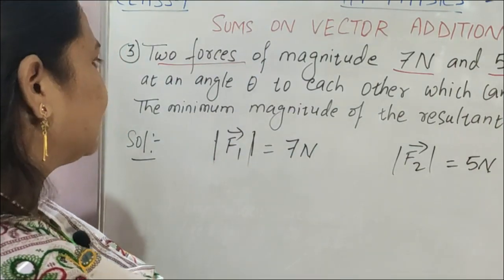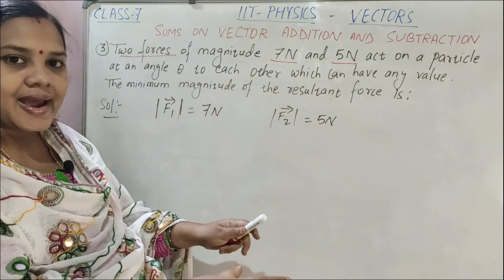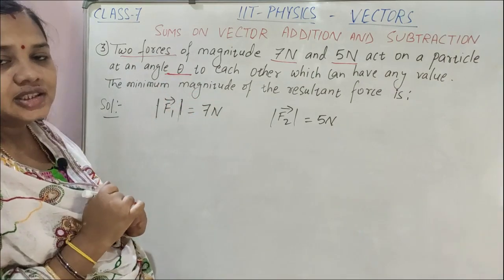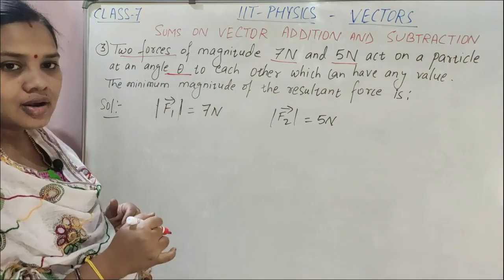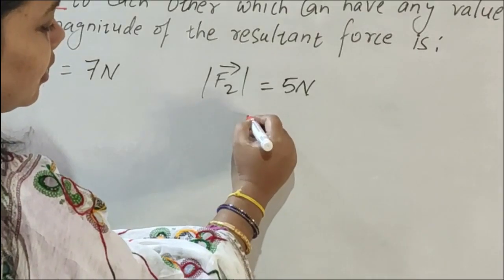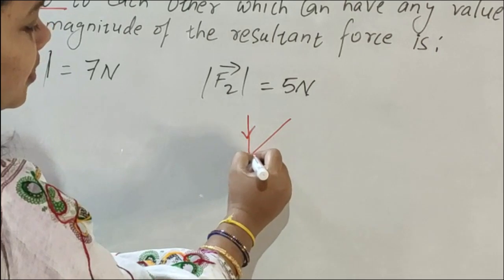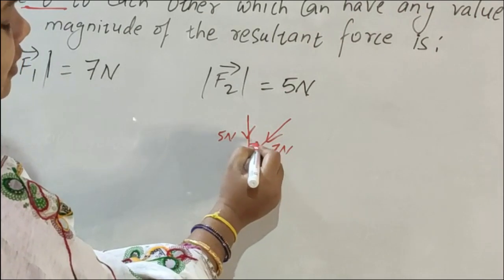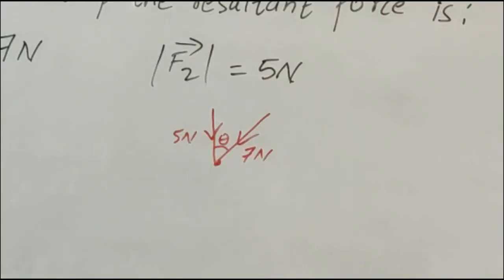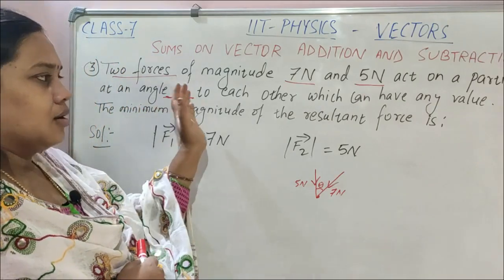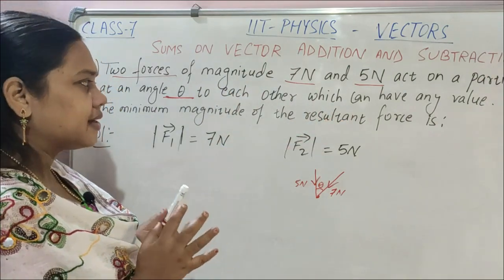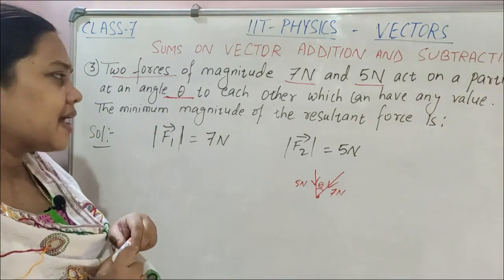Both act on a particle. Both the forces are acting on one particle, making an angle theta with each other. Suppose this is a particle. Here one force is acting, and from here also one force is acting. Suppose this is 5 Newton, this is 7 Newton. Both make an angle theta with each other, and the angle can have any value.